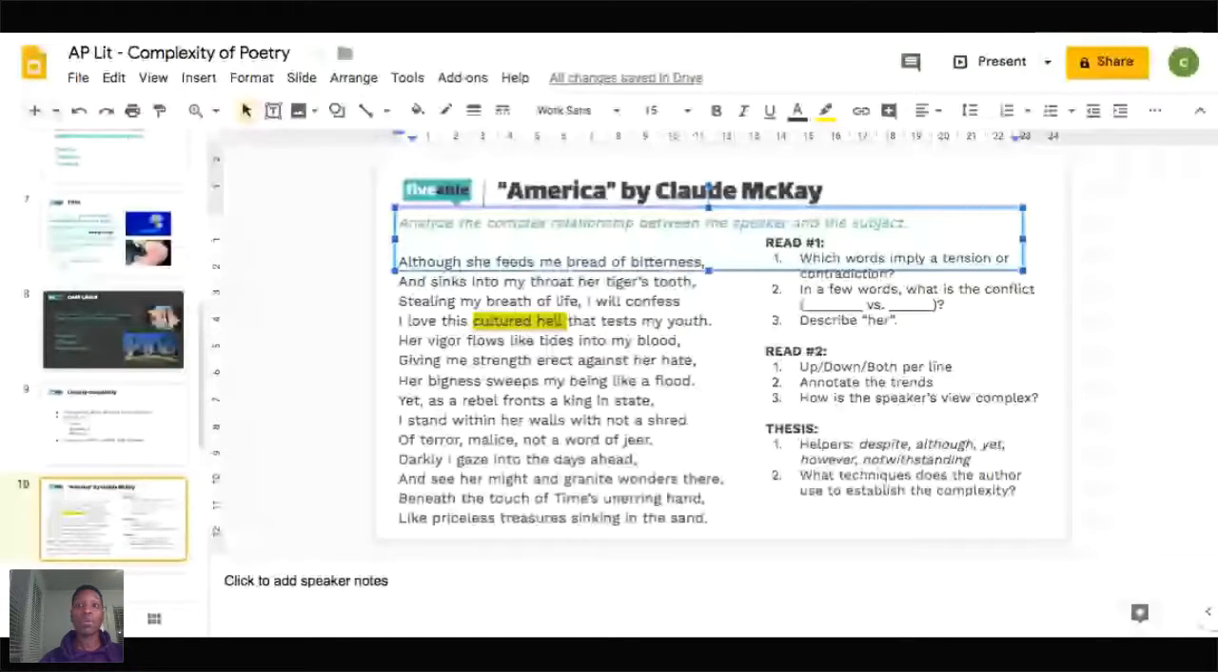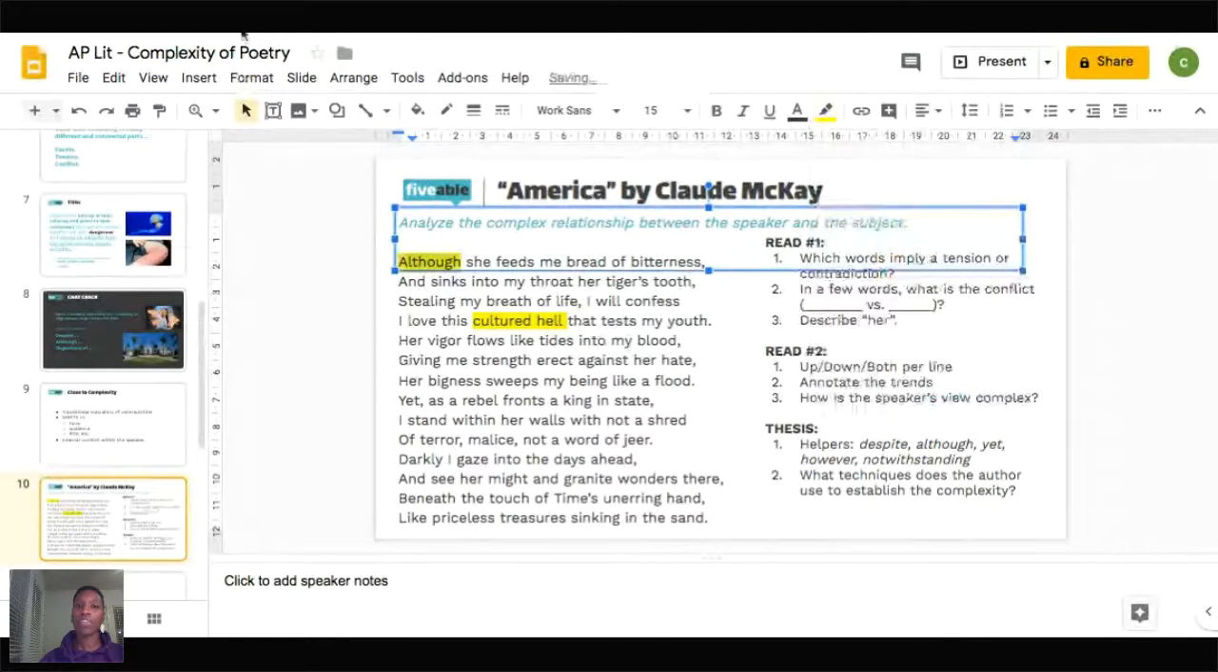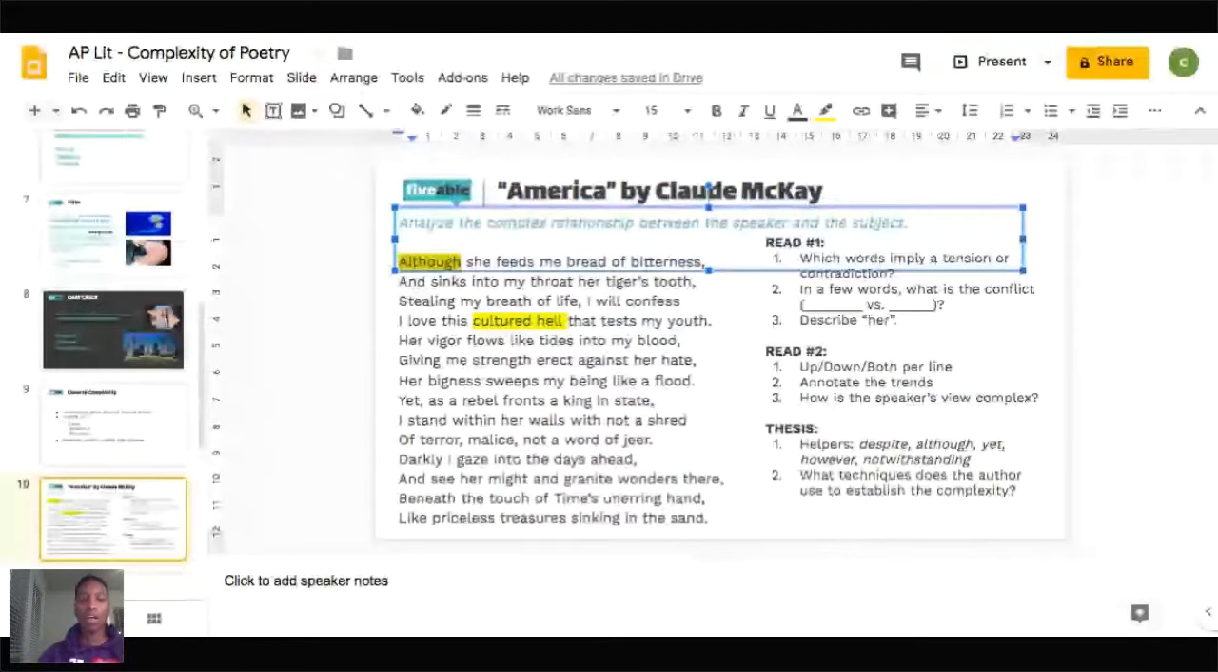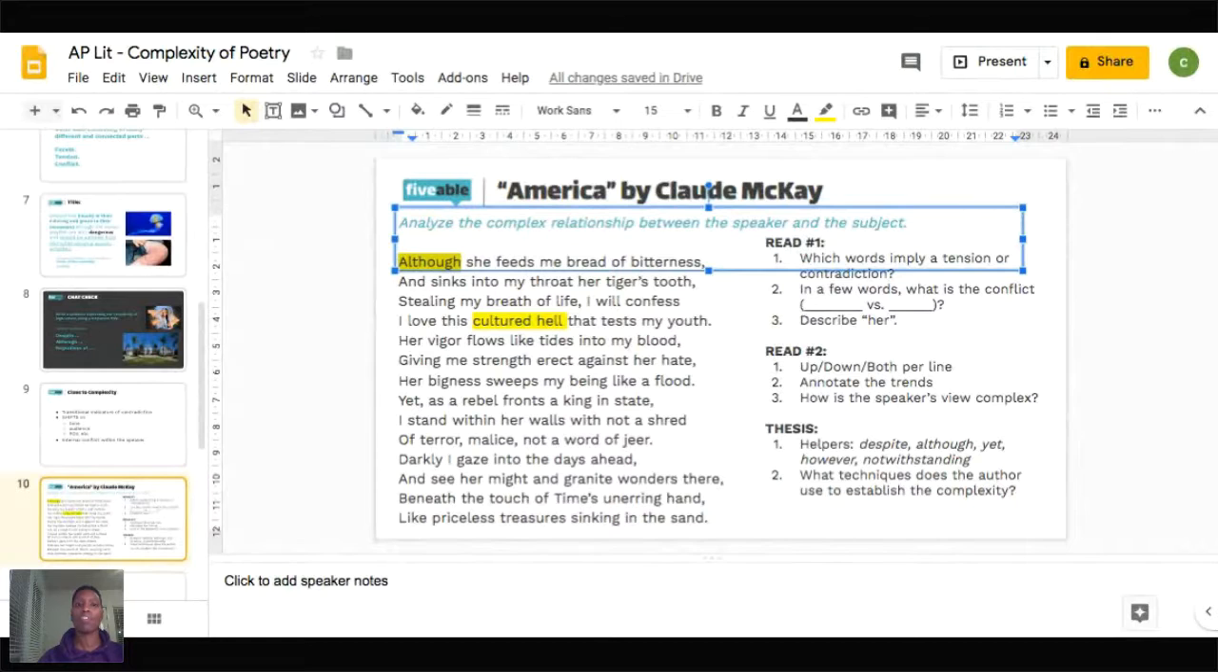And so really, even from the beginning, we see this although. That means we're starting with an indicator of contradiction, that there's going to be something that's the other side. So although she feeds me bread of bitterness, right? And so then what's the other side of that? Although she feeds me bread of bitterness and sinks into my throat her tiger's tooth, stealing my breath of life, what's the indicator of the other side of that?